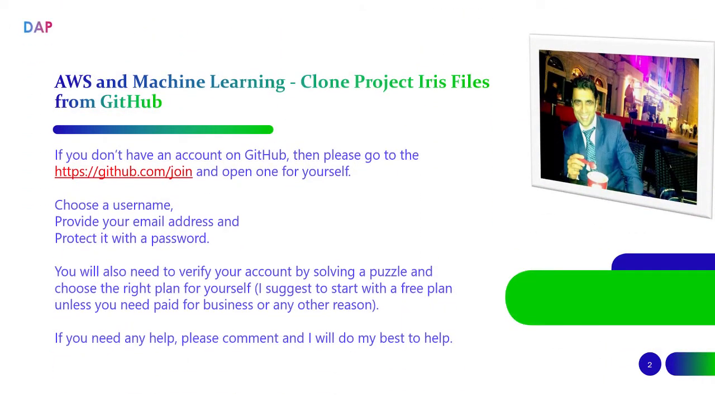Let's move on into the main contents of our lecture. But if you don't have an account on GitHub, then please go to GitHub first. I have given you the link. You need to go to github.com/join, and there you have to open an account for yourself, because to move on into this exercise you will need to have a GitHub account. So you choose a username, you provide your email address, and protect it with a password. You'll also need to verify your account by solving a puzzle that will be in front of your screen.